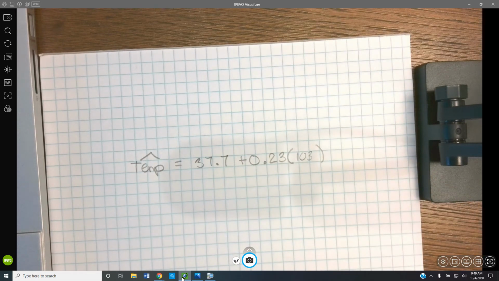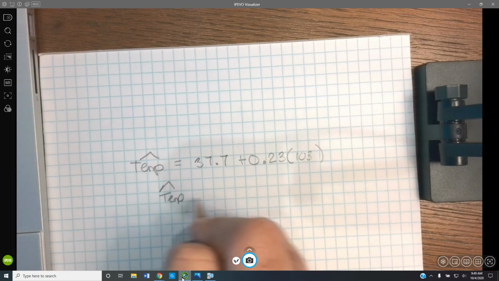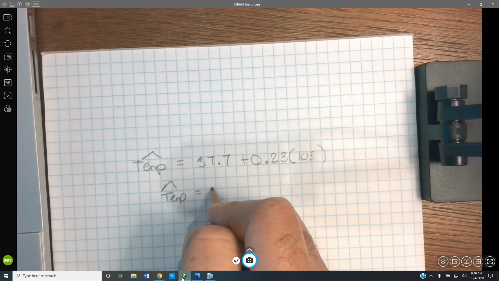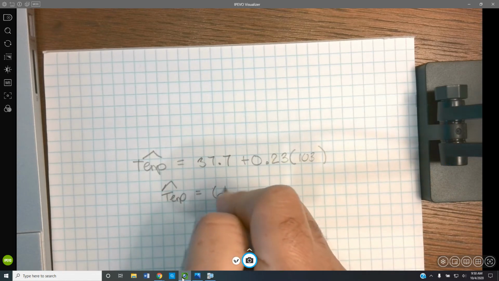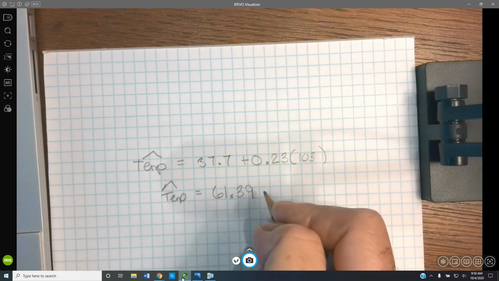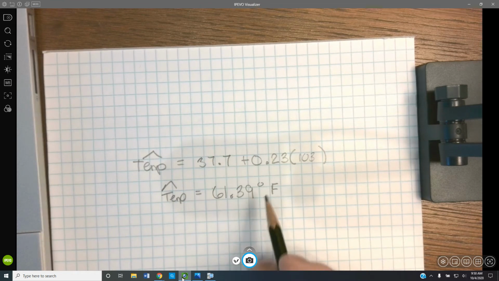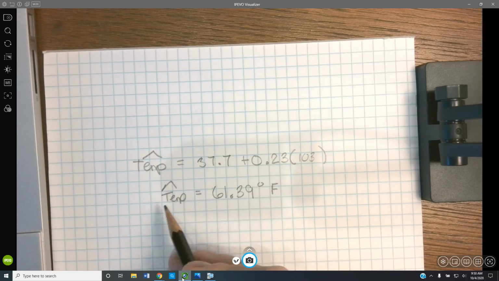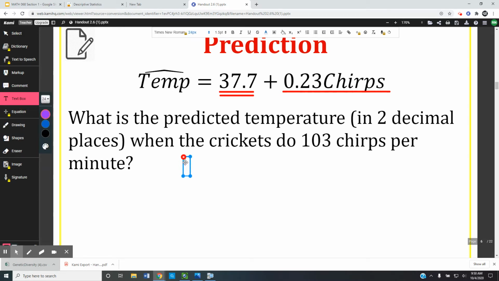Okay, go grab your calculator, put 103 in there, do the math, and your temperature prediction will be 61.39 degrees. 61.39, and I need to put a degree symbol on there, and this was in Fahrenheit. I do need to use units when I'm making my predictions or my analysis. Okay, keep that number. We're going to need that number. So we know that 61.39 degrees Fahrenheit is a good number for here.